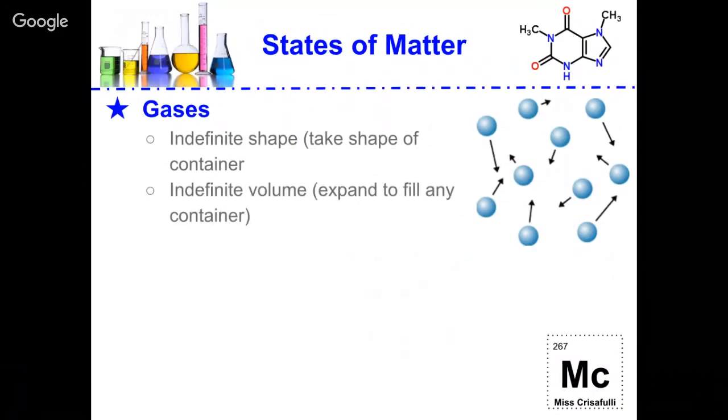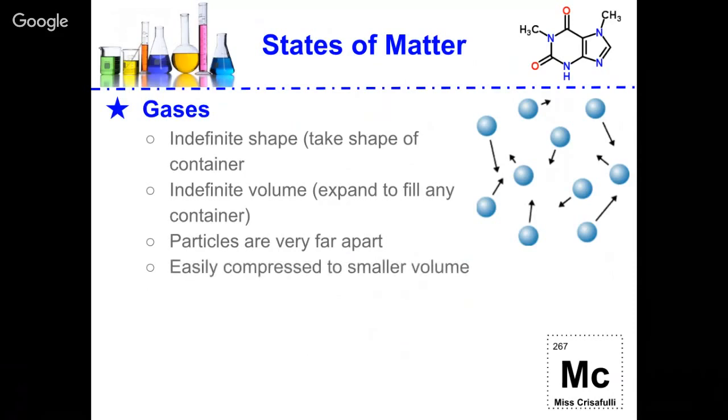They have an indefinite volume, which means that they will expand to fill any container that you put them in. The particles are very far apart. They're easily compressed to a smaller volume. So since those particles are so far apart, you can put pressure or push on the gas particles and get them to move closer together. They move in a constant, rapid, random, straight line motion.